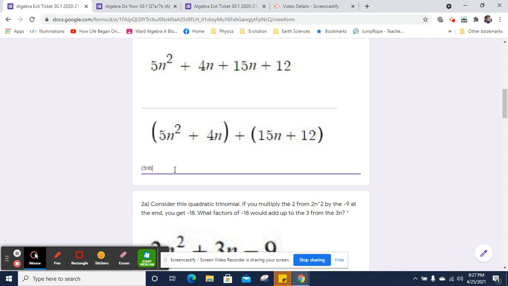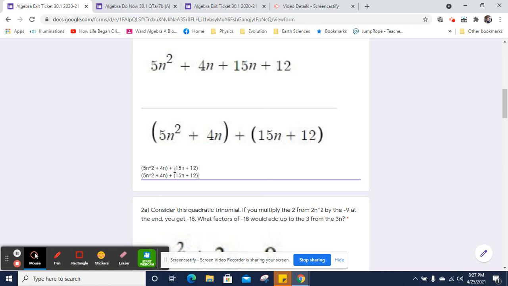So 5n squared plus 4n plus 15n plus 12. Let me copy paste that for the next line. And let's look at the common factors. On this one, 5 and 4 do not share a common factor, but n squared and n do. So let's pull out an n. So n squared becomes n, and n becomes 1. So we're just left with 5n plus 4 in there.